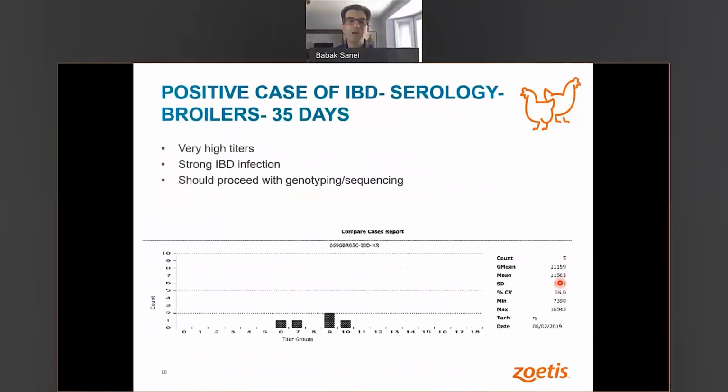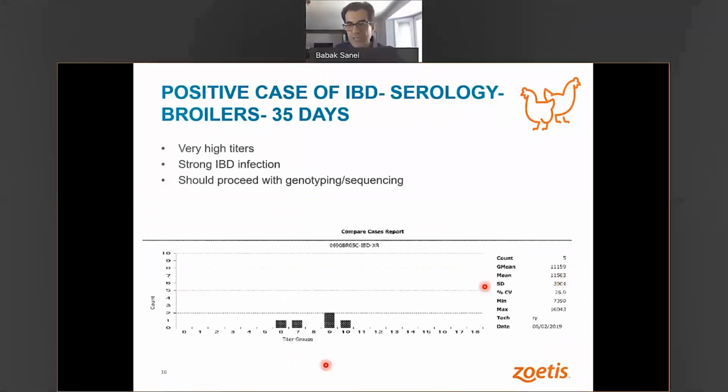Okay. The positive case of IBD, that's another good example, very clear cut. Let's say in your previous flocks you had high condemnations, at 2-3%, or even higher sometimes. You take blood samples at processing, around 35 days of age. And then you have these titers.